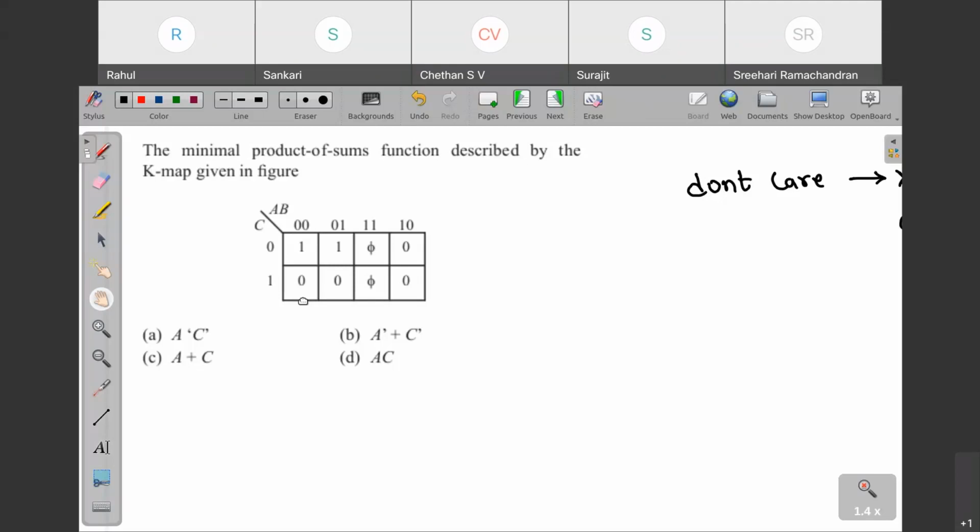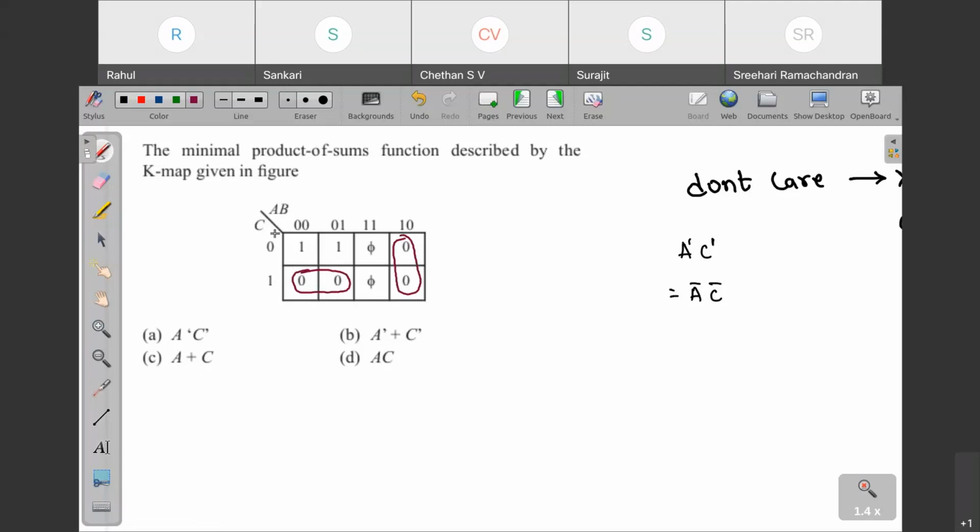A, very good. Okay, let me check. So this means A dash, C dash, so basically A complement, C complement. It is given the minimal product of some function described by the KMap given in the figure. So what I need is POS. I can make a group of 0 like this, another group of 0 like this. I can make these two groups of 0.